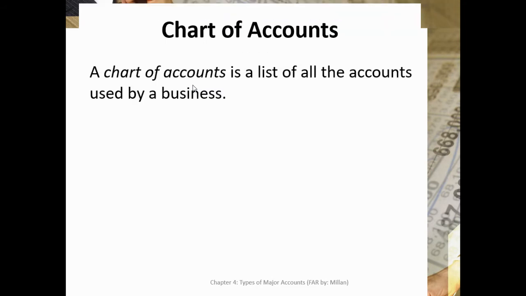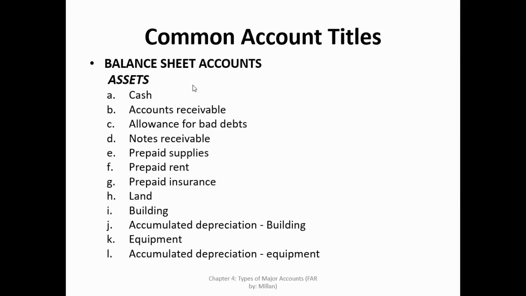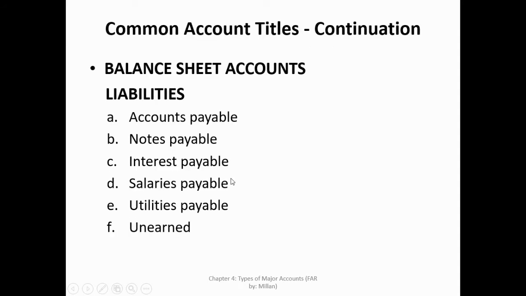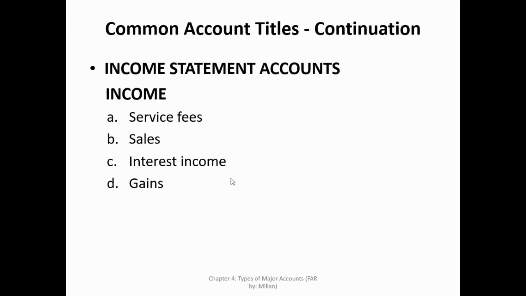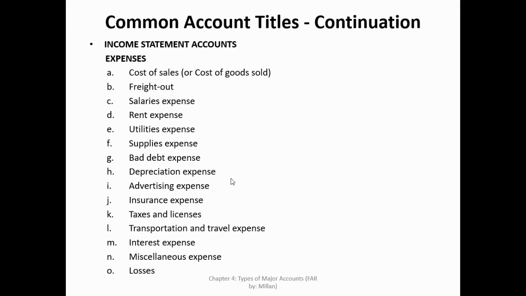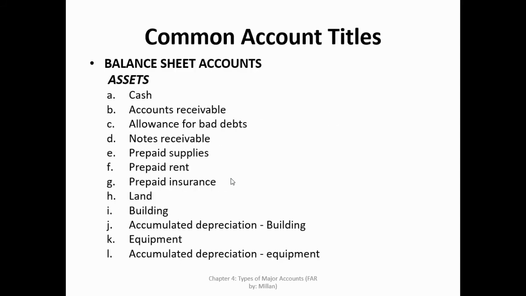We also have what is called a chart of accounts. A chart of accounts is a list of all the accounts used by a business. In the book, you will see an example of a chart of accounts. These are the common account titles in the chart of accounts. These are the assets in the balance sheet. These are the liabilities. This is the equity. Under income statement accounts, you will see income and expenses. So, let's discuss the overview of the common account titles.